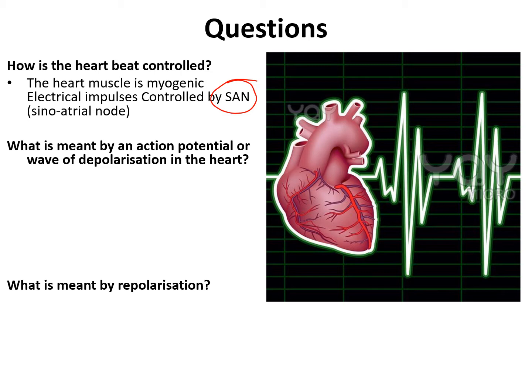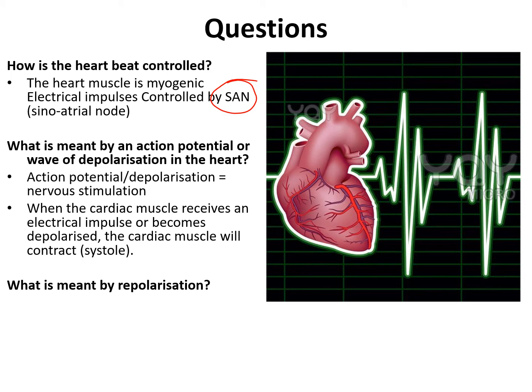What is meant by action potential or wave of depolarization? So you're going to hear this throughout the video, and basically an action potential or depolarization of part of that cardiac tissue is where you get nervous stimulation. Now what this will result in is the cardiac muscle contracting. So whenever you see that you're getting a wave of depolarization, that basically means that you're going to get contraction in that part of the heart. And we know that the fancy word for contraction in this topic is systole.